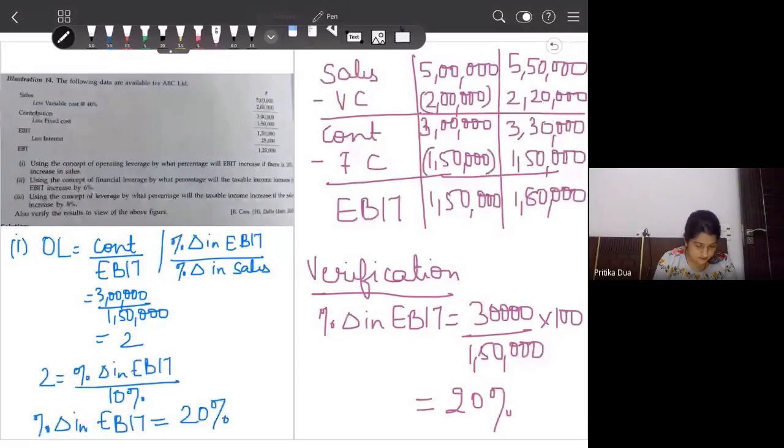Okay. Now there is a 6% increase in EBIT. So 1.2 into 6, that will give you a 7.2% increase in the taxable income. So your EBT or profit before tax increases by 7.2%. Please verify that. You can start from EBIT and move to EBT for verification.